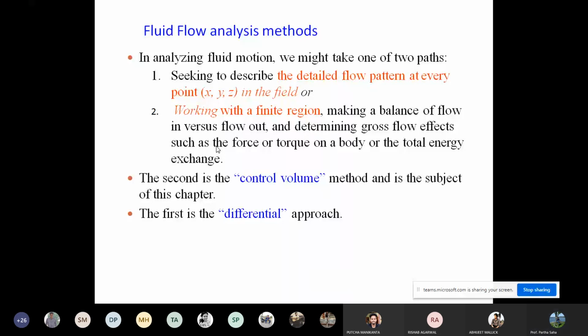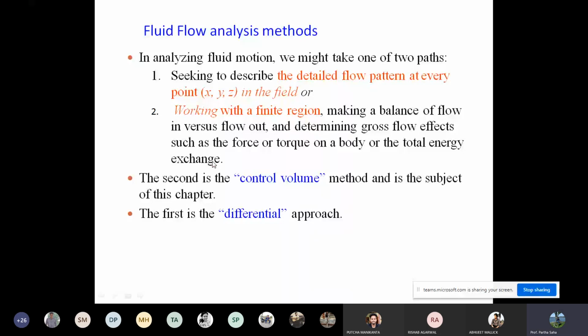Generally, fluid behavior in space is given at 3 points, right? X, Y, and Z points in the space or in the field. Working with a finite region, because we always define a finite area, and then within that area we try to determine or balance mass or heat or energy. By doing so, we determine the parameters which are varying, and that's how we derive the expressions. That's why we work with a finite region.